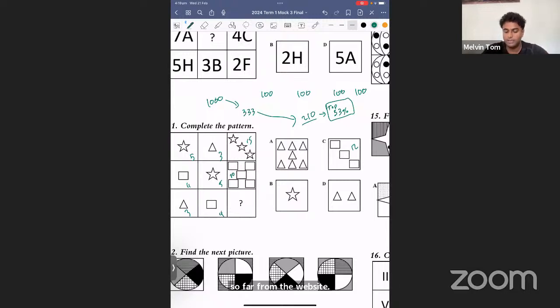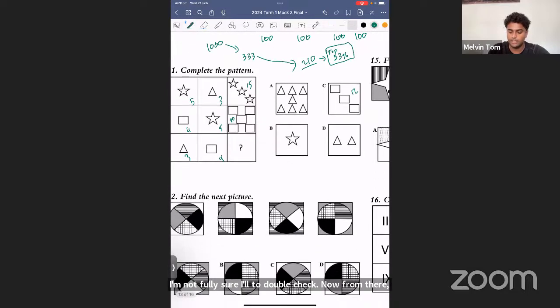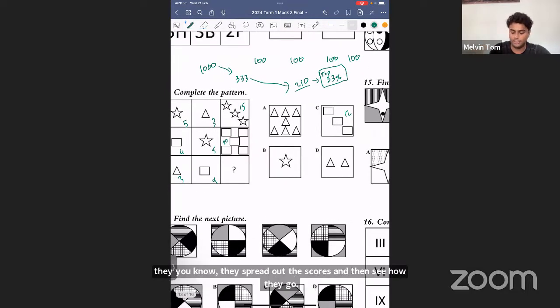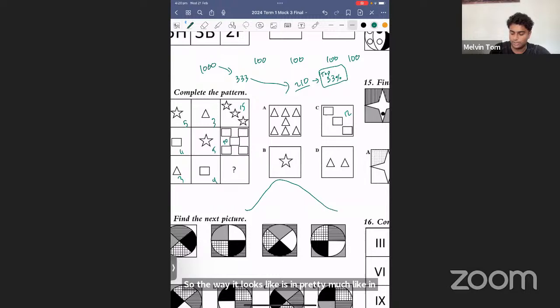Now from there, they spread out the scores and then see how they go. So the way it looks, like in pretty much everything in life, the scores will look like this, where this point is where most of the kids are, and this is the median or mean score, like the average score. Very few people get 100%, very, very few people get 0%. And this is probably where 210 is.